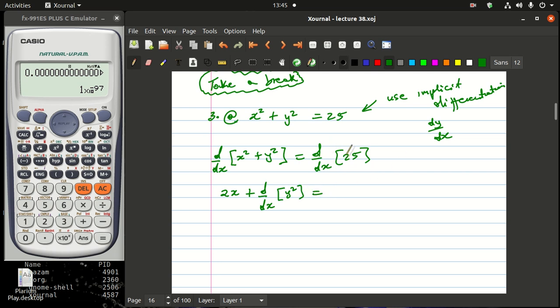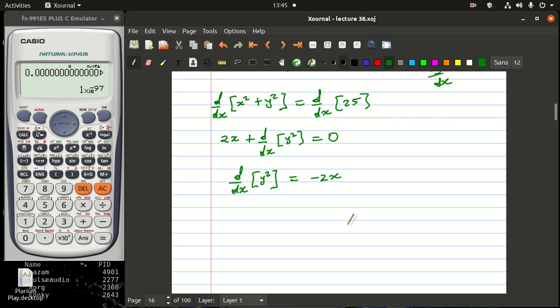what is the derivative of a constant? I don't care how much that constant is, the derivative of a constant is always going to be a 0. And then we can see that actually the derivative with respect to x of y squared is actually going to be equal to minus 2x. So that is what is important there.